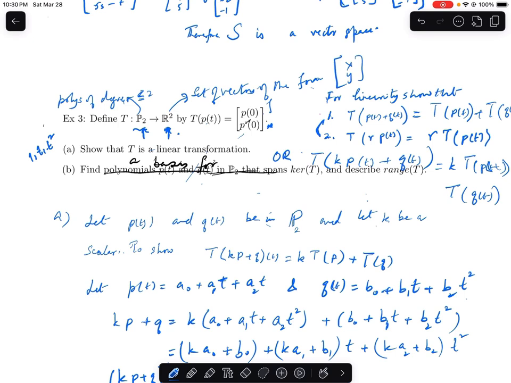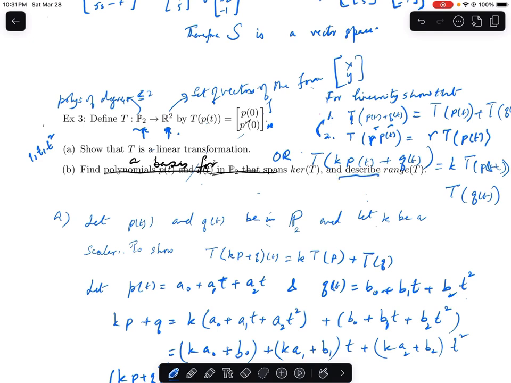Anyhow, we pick two polynomials in P2, so I pick p and q. If I add them and then take the transform, I have to show that the result is the same as if I take the transform of each of those two polynomials and then add them. And the second is that we have to show that if I take the transform of a scalar multiple of a polynomial, then it should be the same as the scalar times the transform of the polynomial. Or you can do it in one go.